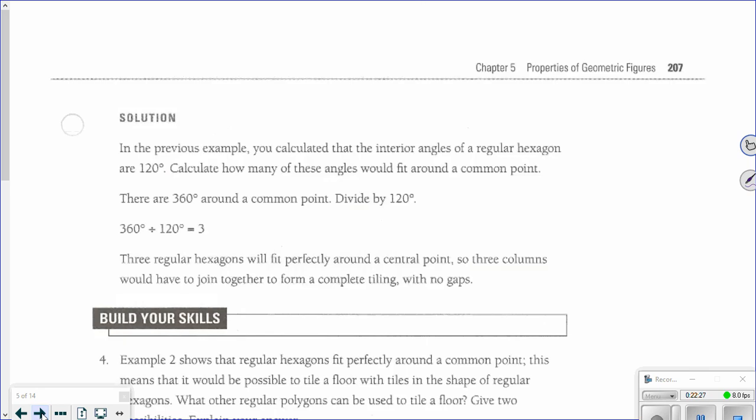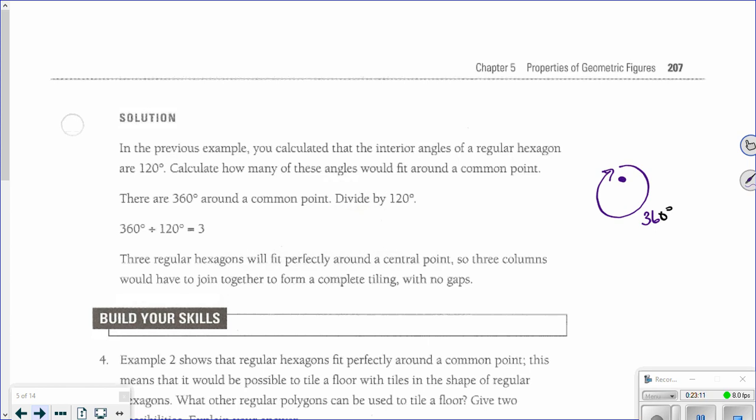So it says, in the previous example, you calculated that the interior angles of a regular hexagon are 120 degrees. So that was our individual angle: 180 degrees times (6 minus 2) divided by 6, because hexagon is a six-sided shape. So we calculate how many of these angles would fit around a common point. If I'm talking about a point and rotating around it, to get all the way around is 360 degrees. If my interior angle measure divides evenly into 360 degrees, then I'm able to put that many of that shape around in the circle. So that's what it says.